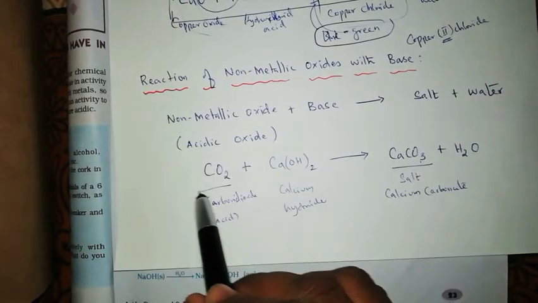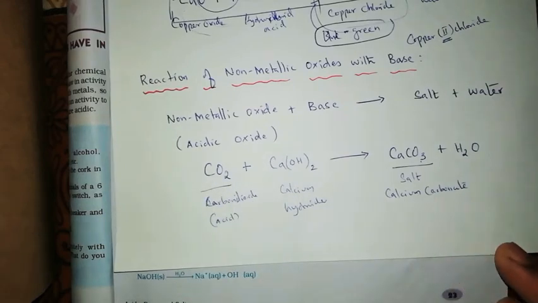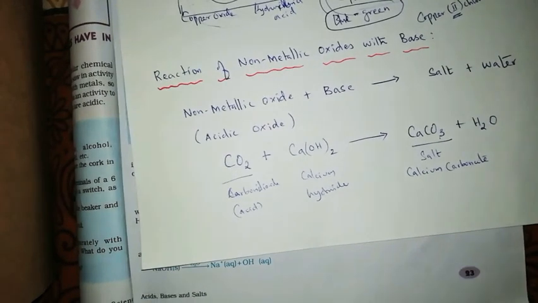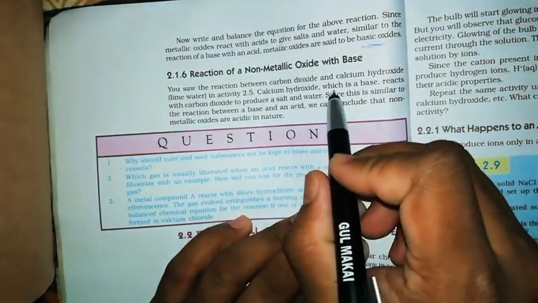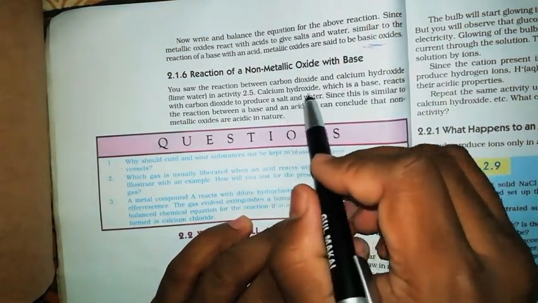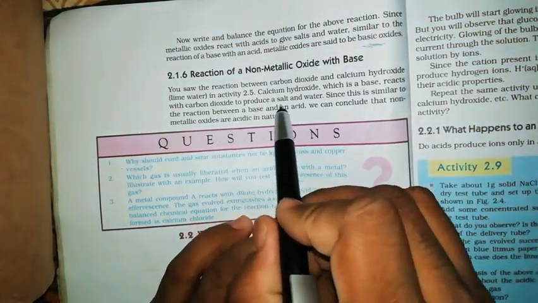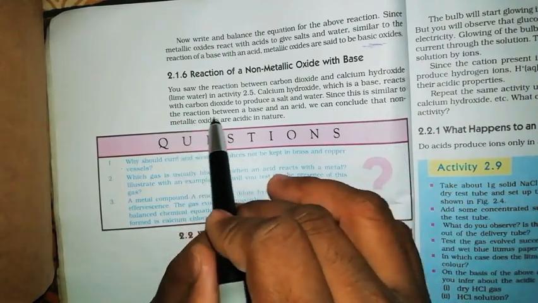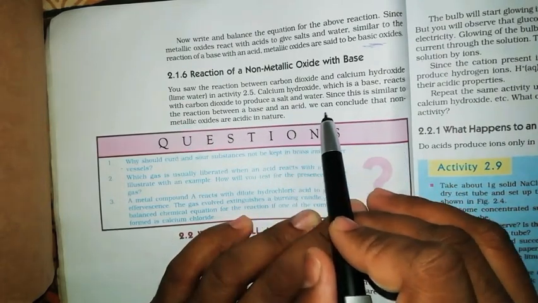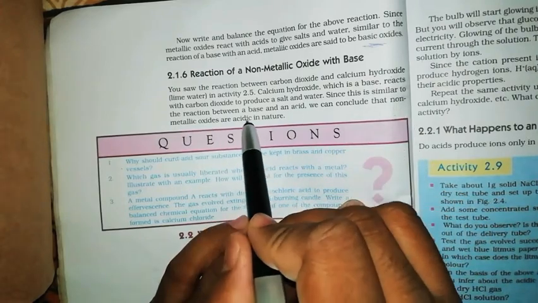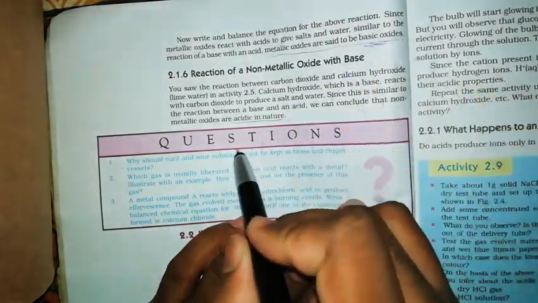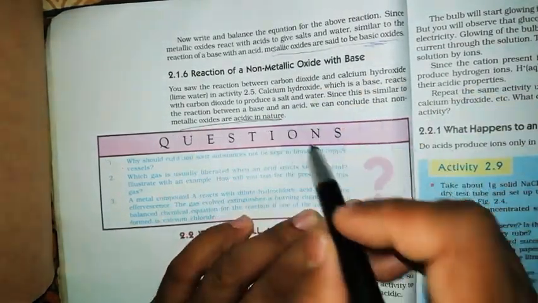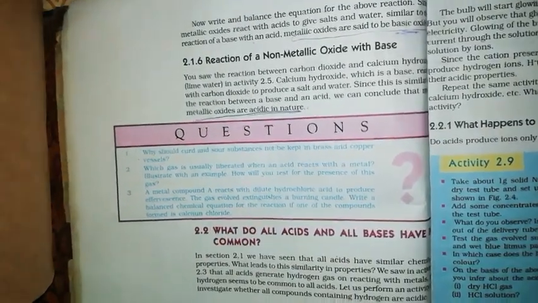Maybe you have already seen this equation, right? Yes. Okay, now look at this book, and you can see that a base, that means calcium hydroxide, reacts with carbon dioxide to produce salt and water. Since this is similar to the reaction between a base and an acid, we can conclude that non-metallic oxides are acidic in nature. Metallic oxides are basic in nature, non-metallic oxides are acidic in nature. Okay, right. So this is the end of the topic we have learned today.